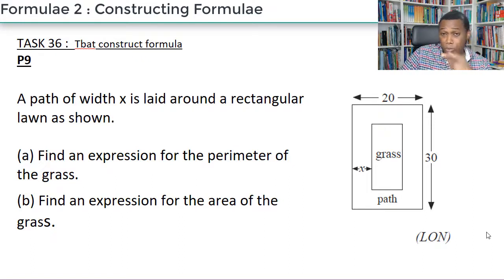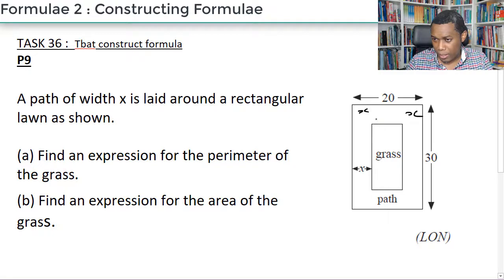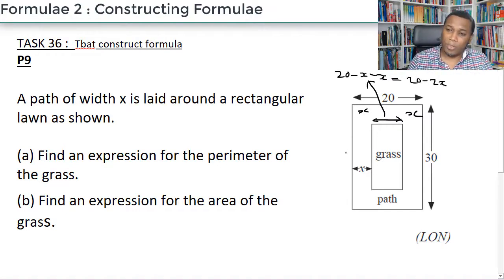A path is laid in the ground. If you pause, you do it. It's time for me to do it now. Perimeter of the grass. Now this is by no means an easy question. It requires a fair amount of thinking to pull this off. I have x to take away, and x to take away to get this length. So that length there is going to be 20 take away 2x. That is going to be the width of the grass.